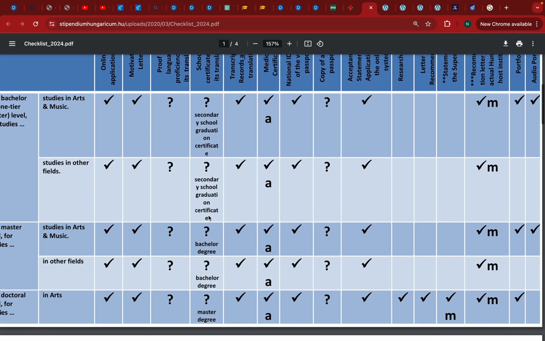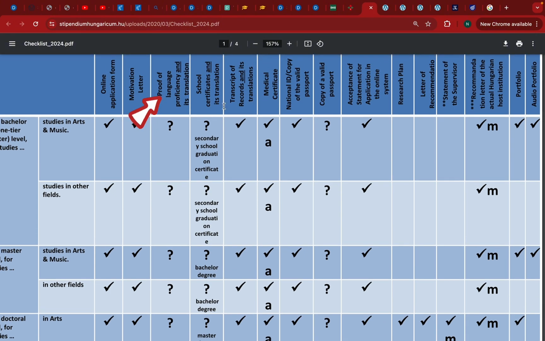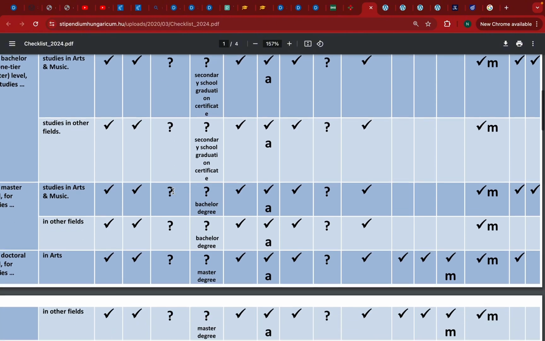So the next row is the proof of language proficiency and its translation. You can see that at every level, that is bachelor's, master's and doctoral level, for all studies, it has the question mark symbol, which means that if you have it, you can upload it by 15th January. But if you don't have it, you can wait until the final date that they bring up for uploading all your documents.